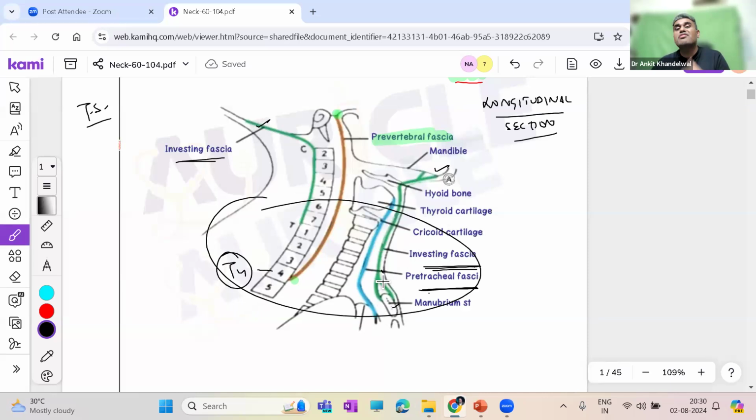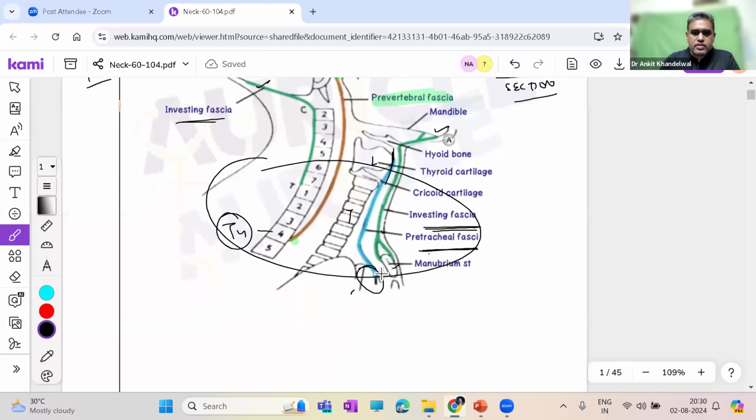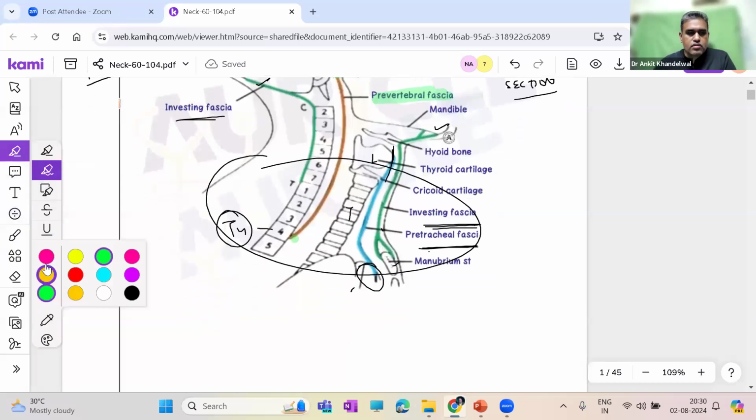Pretracheal, in front of the trachea. You can see the whole larynx, and below the larynx the trachea over here. So it is present in front of the larynx and the trachea. It starts from around the hyoid bone above, goes down and merges with the adventitia around the arch of aorta. So below, over here, we have the arch of aorta.